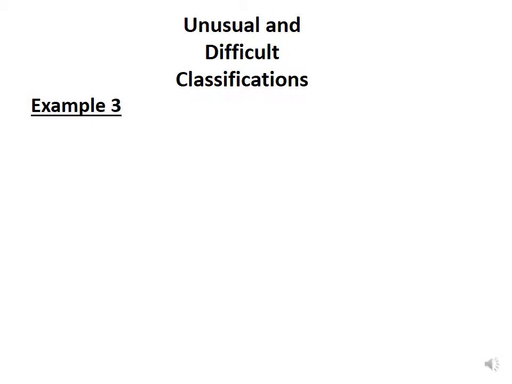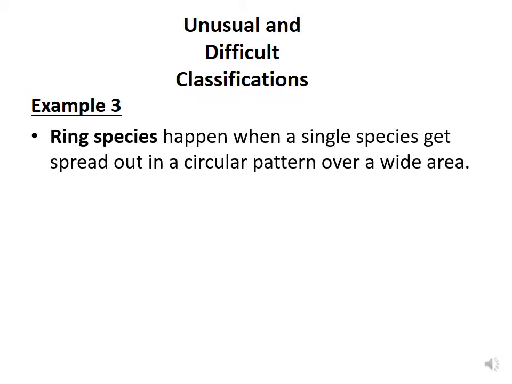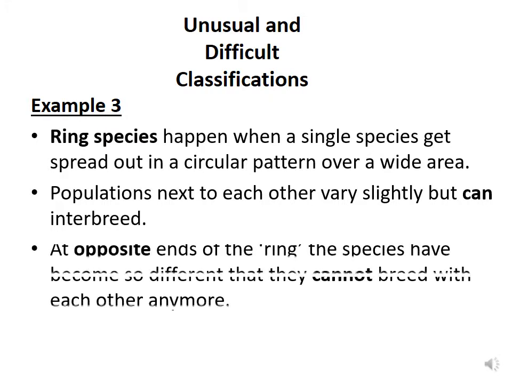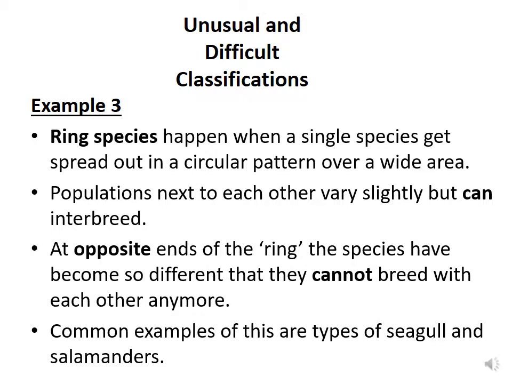Another example of unusual and difficult classifications is a ring species. A ring species happens when a single species gets spread out in a circular pattern over a wide area. Populations next to each other vary very slightly, but can interbreed. At opposite ends of the ring, the species have become so different that they cannot breed with each other anymore. Common examples of this are seagulls and salamanders.